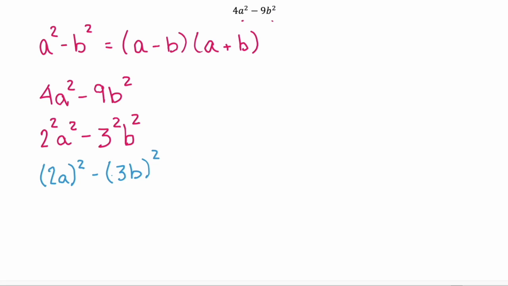And this is in the format of the difference of squares formula above, so we can factor it. We know that our A is 2A minus our B, which is here 3B.